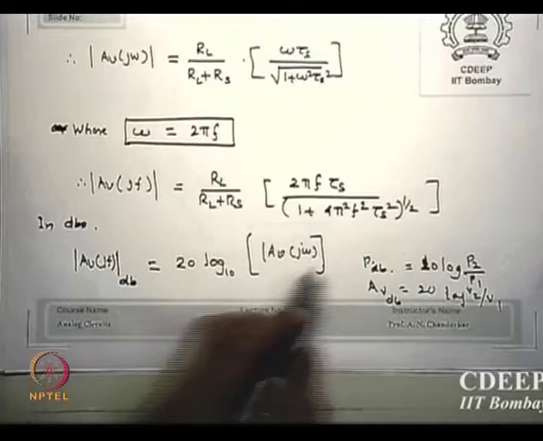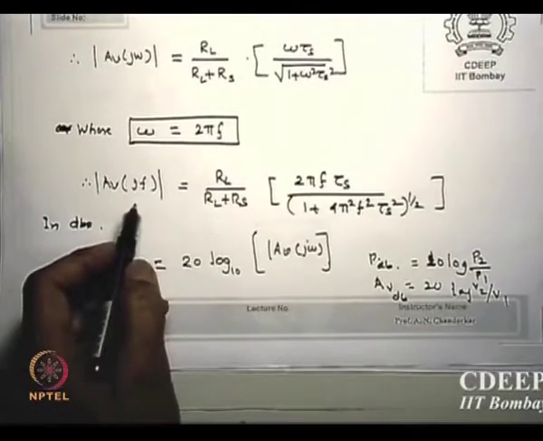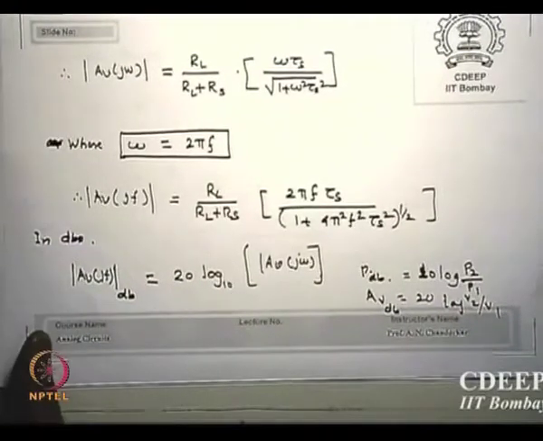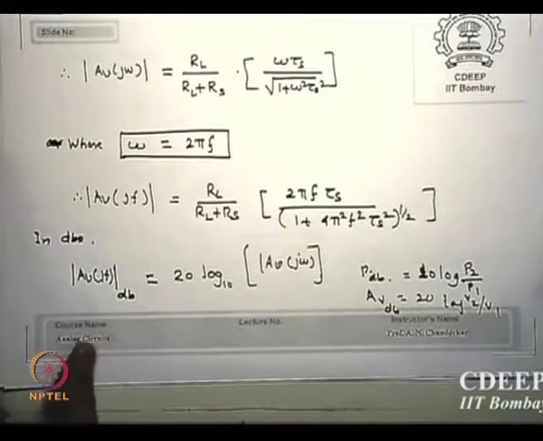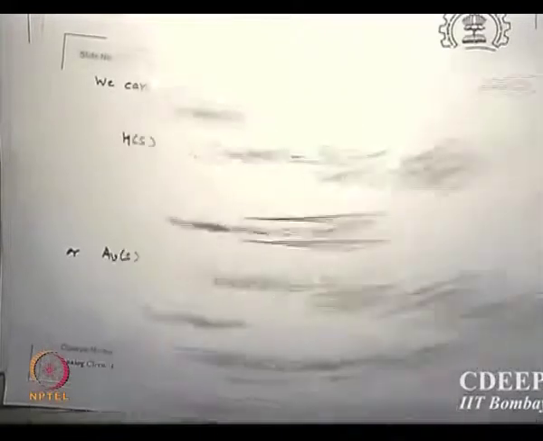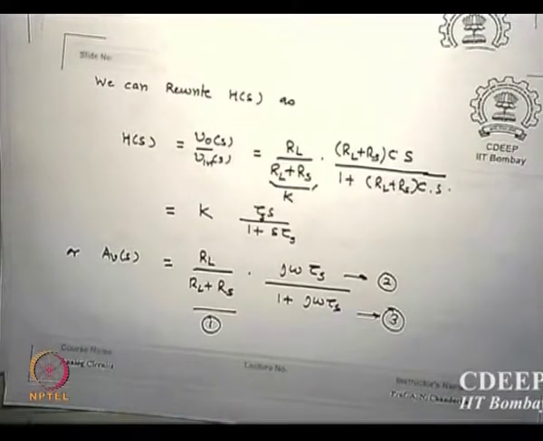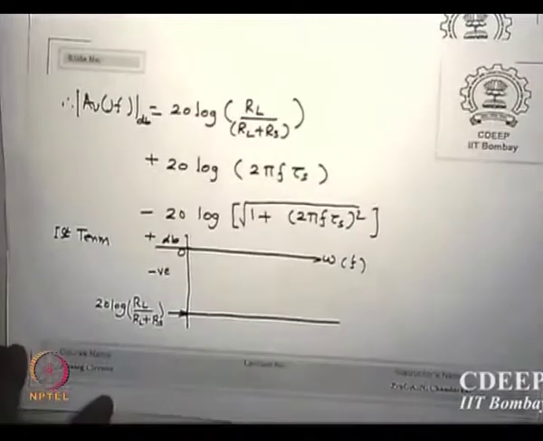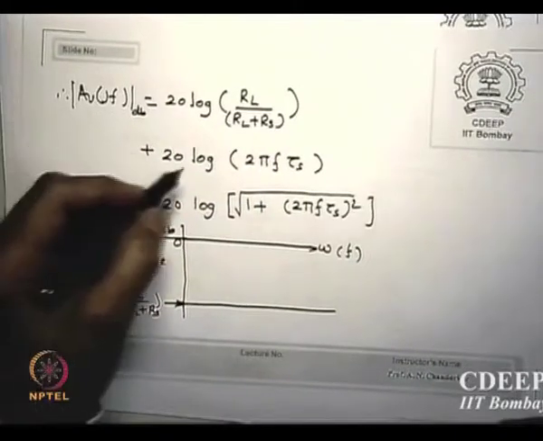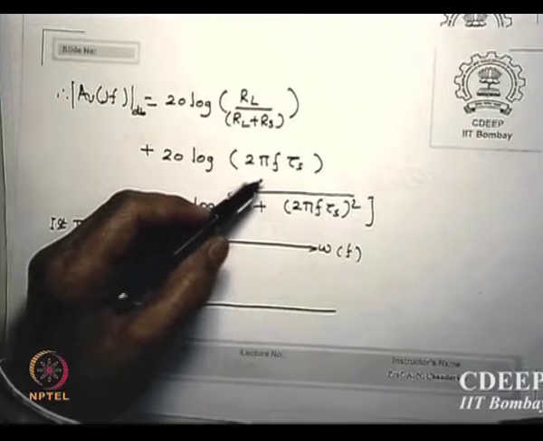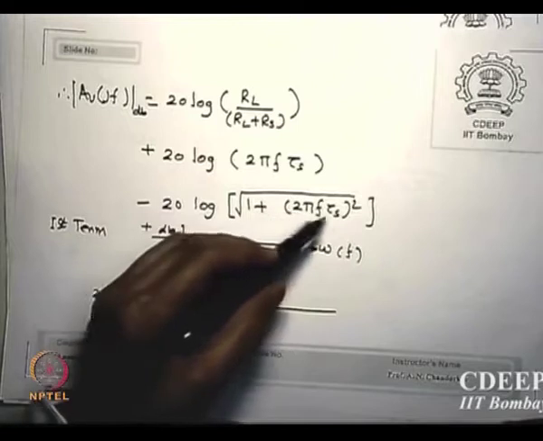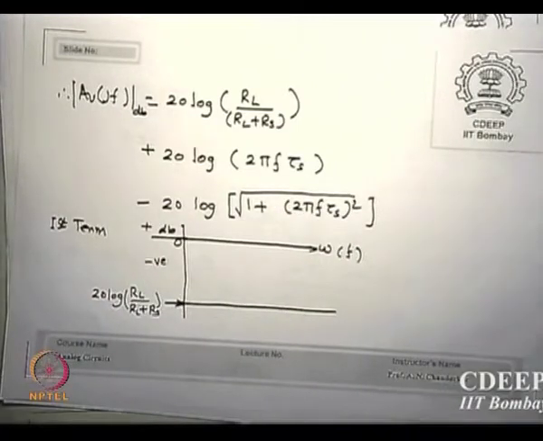But V2 by V1 is the gain actually what we have found. So I actually write this function and start, in log, what is log A into B by C? It will be log A plus log B minus log C. This is why I took the log, to separate these 3 terms. So the first term is 20 log RL upon RL plus RS. The second term will be 20 log 2 pi tau s, and the third term is minus 20 log 1 plus 2 pi f tau s square, or 4 pi square f square tau s square.